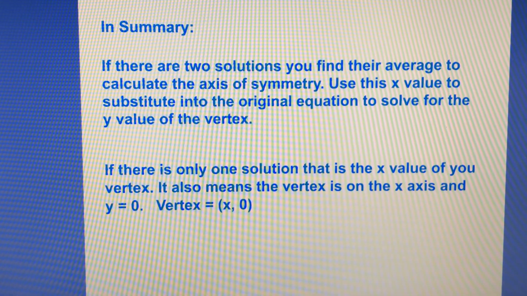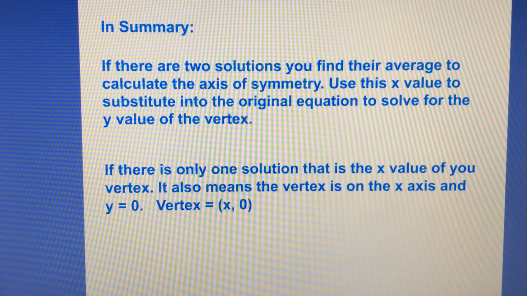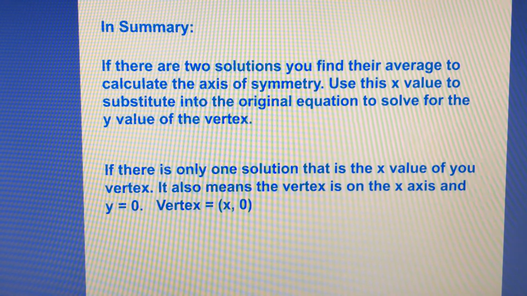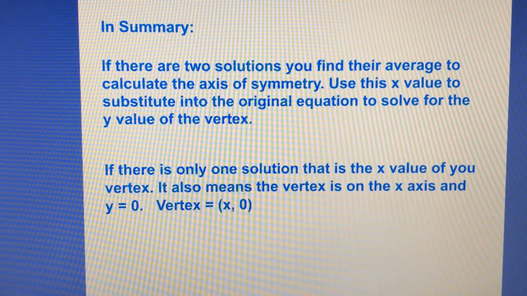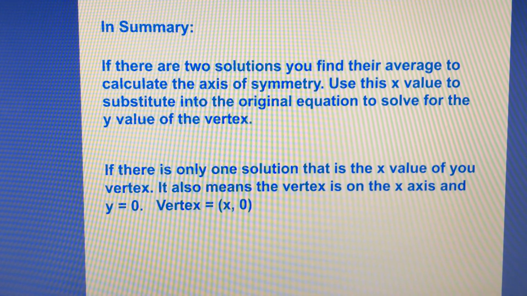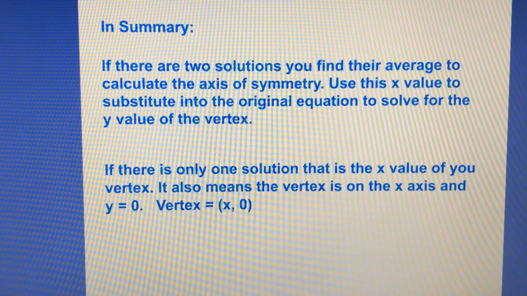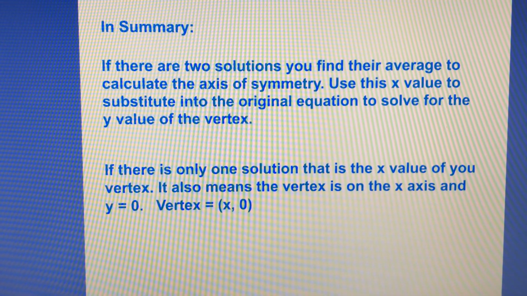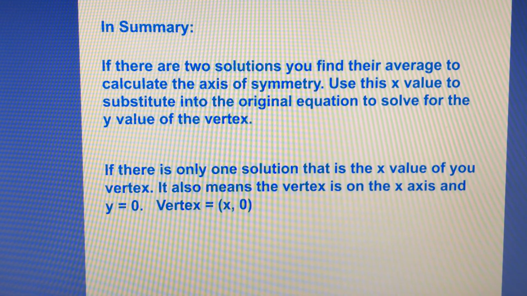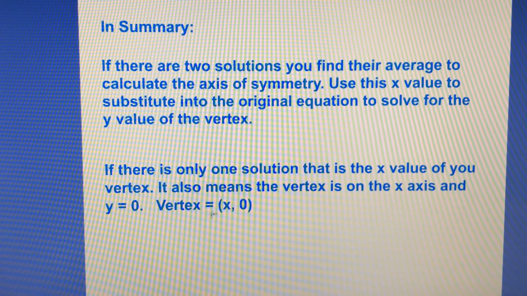In summary, if there are two solutions, you find their average to calculate the axis of symmetry. Use this x value from the axis of symmetry to substitute it into the original equation to solve for the y value of the vertex. If there's only one solution, that is the x value of your vertex. It also means the vertex is on the x-axis and y equals 0. So your vertex is the x you calculated, 0.